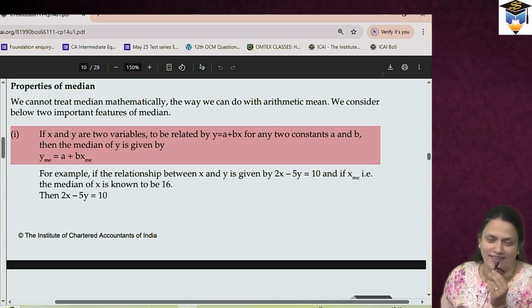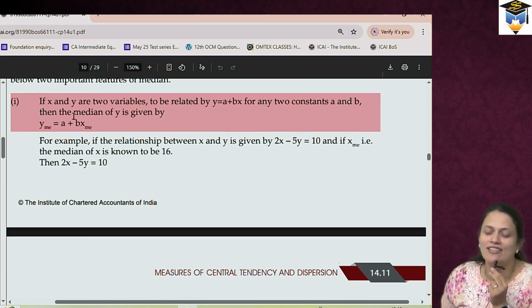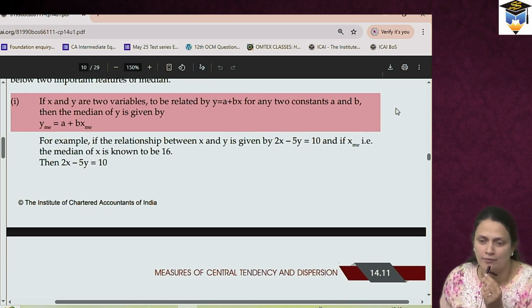Okay. If X and Y are two variables related by Y equals A plus BX for any two constants A and B, then the median of Y is given as A plus B times the median of X.